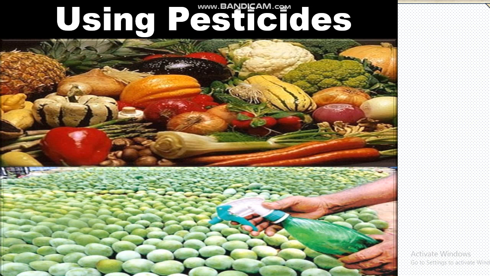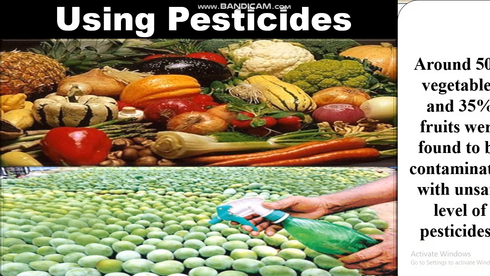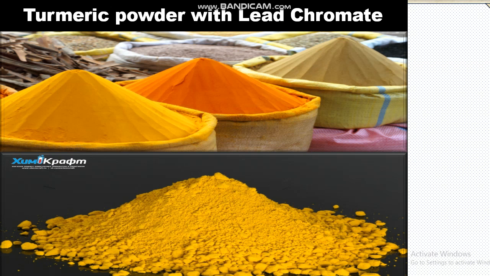Now the next slide, using pesticides in our vegetables, that is in mangoes. A man is using pesticide. The picture shows this. Around 50% of vegetables and 35% of fruits were found to be contaminated with unsafe levels of pesticides. Oh, that is very common. You can understand in our day-to-day life the percentage is very understandable, that we always think about our safety. Whenever we get fruits before us, we think about their safety, because we know, according to the survey, 50% of the vegetables and 35% of fruits are contaminated. This is a matter of tension for us.